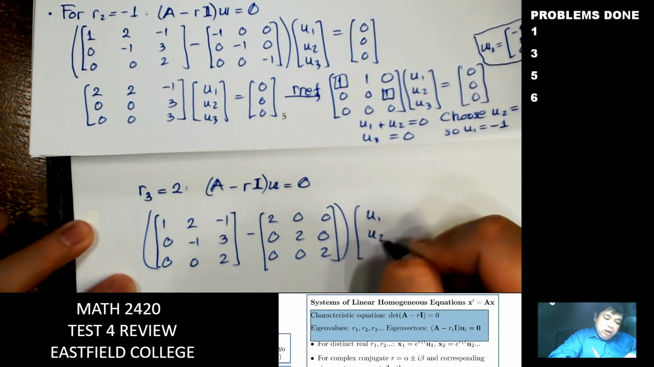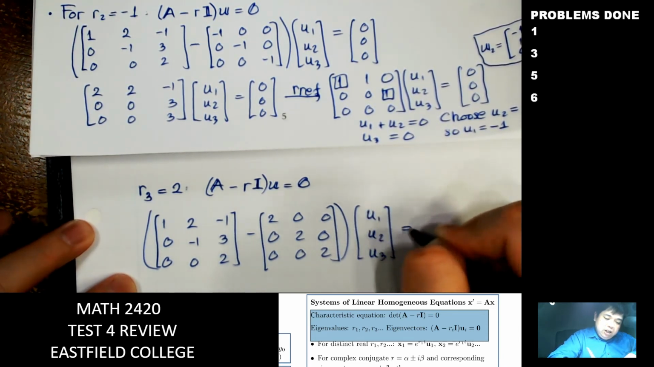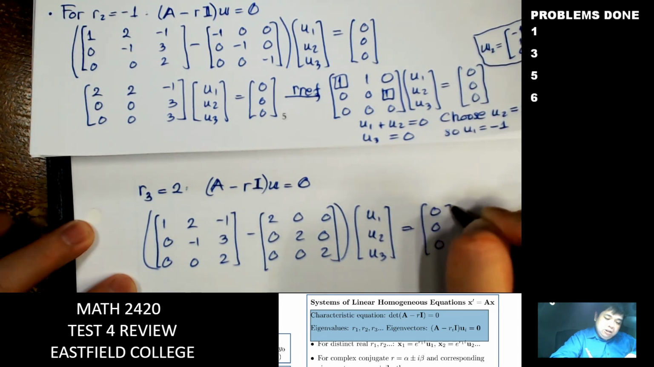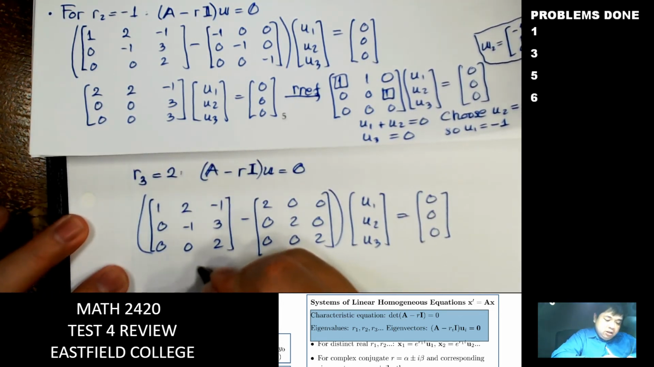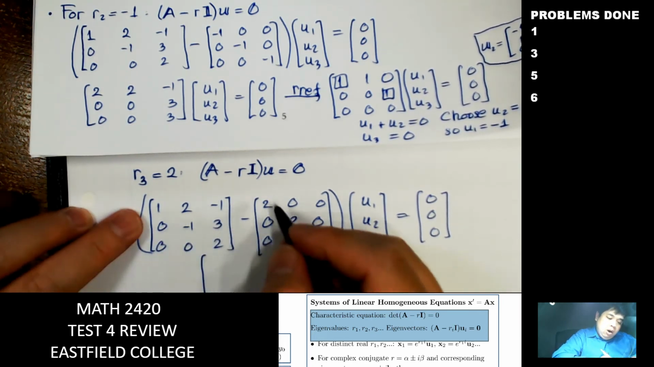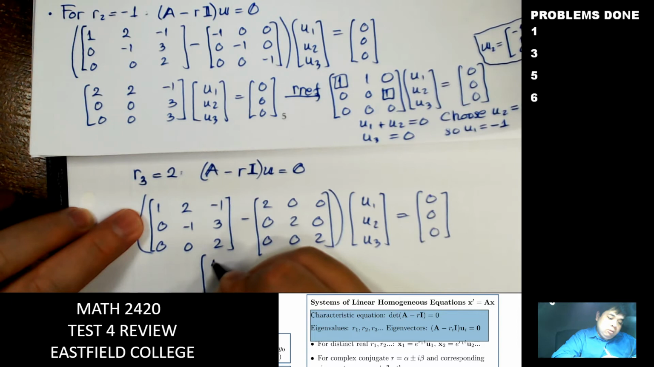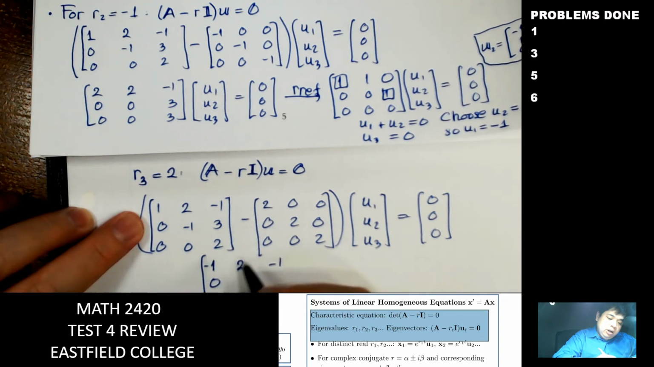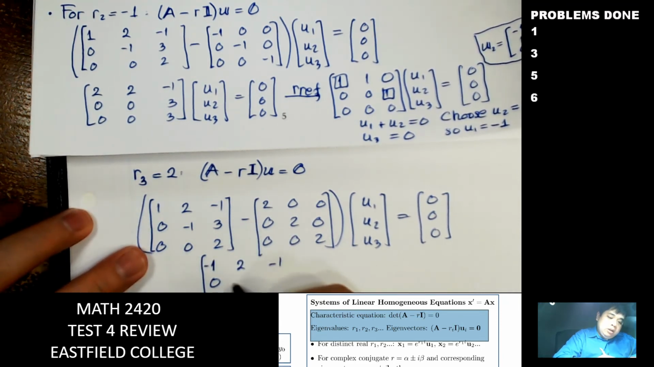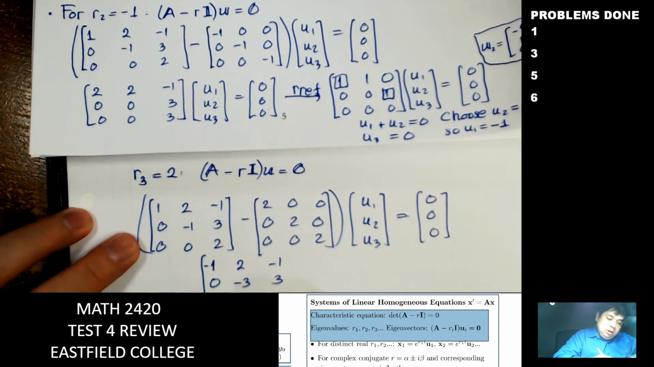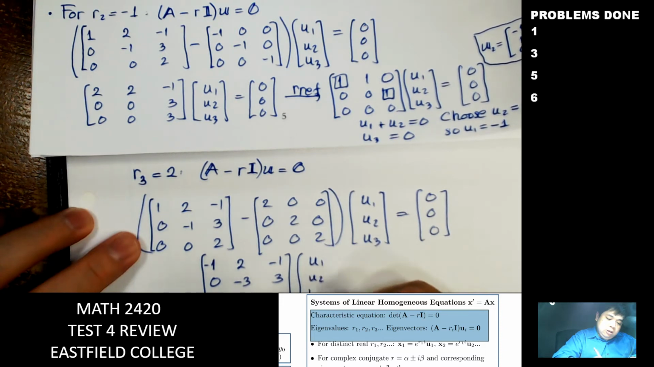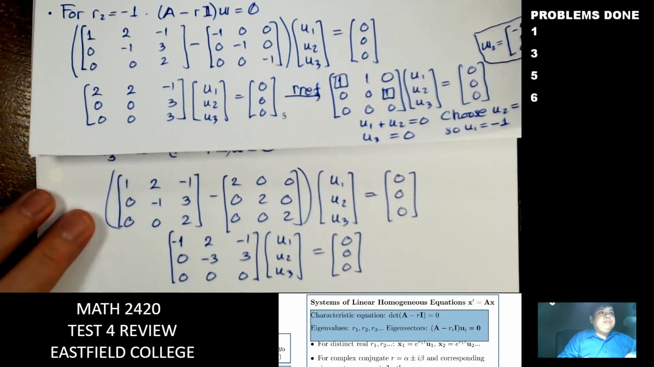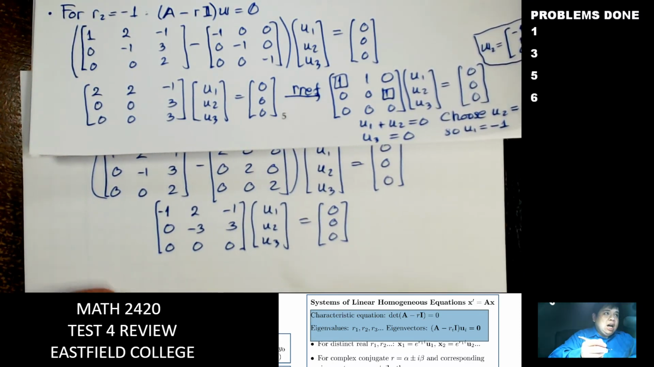Multiply by the eigenvector equal to a 0 vector. Now simplify this. 1 minus 2 is minus 1, 2, minus 1, 0, minus 1 minus 2 is minus 3, 0, 0, 0. Right, this. I should write smaller.